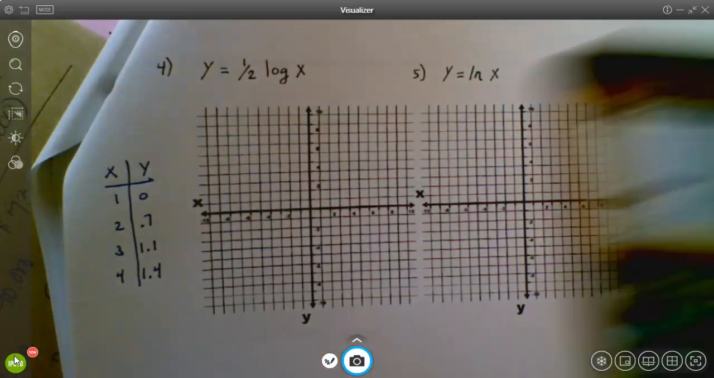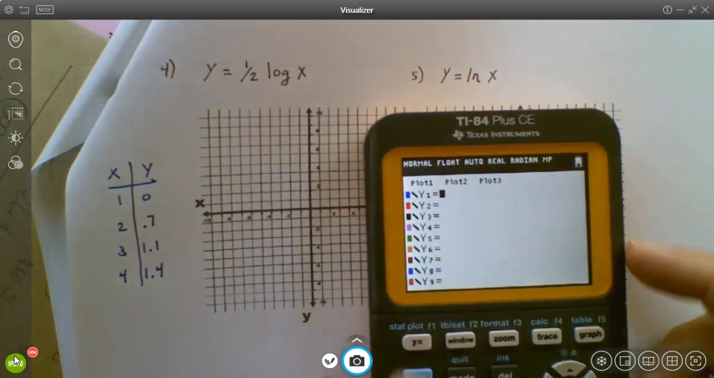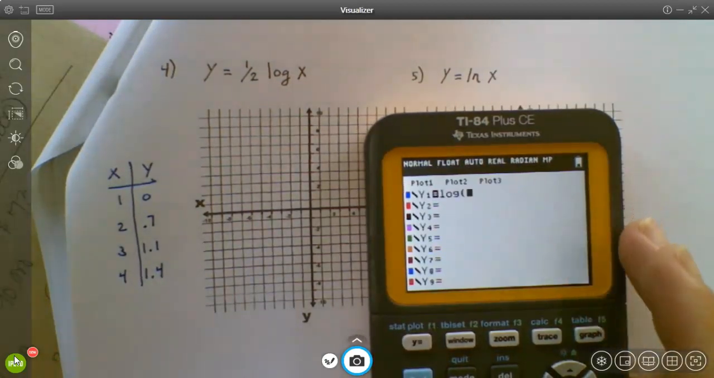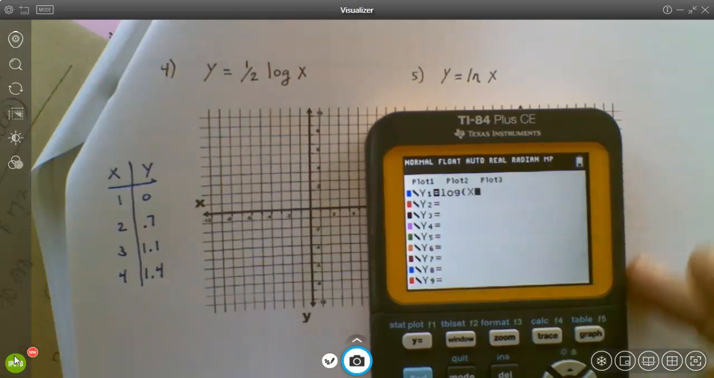So what I would like you guys to do for this is, as you are doing these, so here's your log of x.